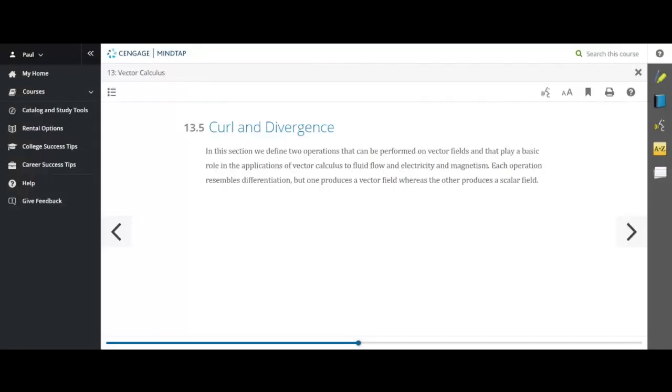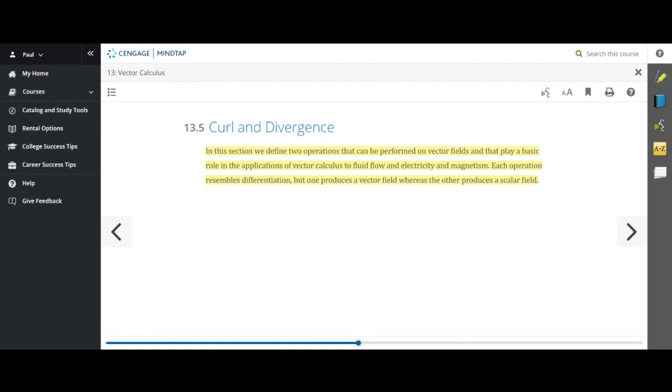All right, so section 13.5 deals with curl and divergence. Okay, and I'll highlight this. In this section, we define two operations that can be performed on vector fields and that play a basic role in the applications of vector calculus to fluid flow and electricity and magnetism. Each operation resembles differentiation, but one produces a vector field, whereas the other produces a scalar field.